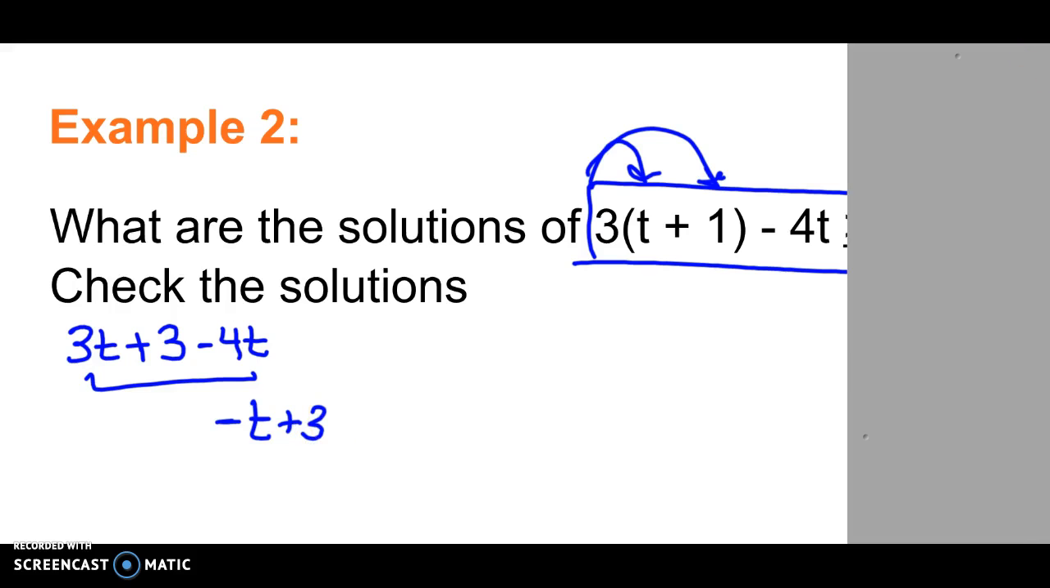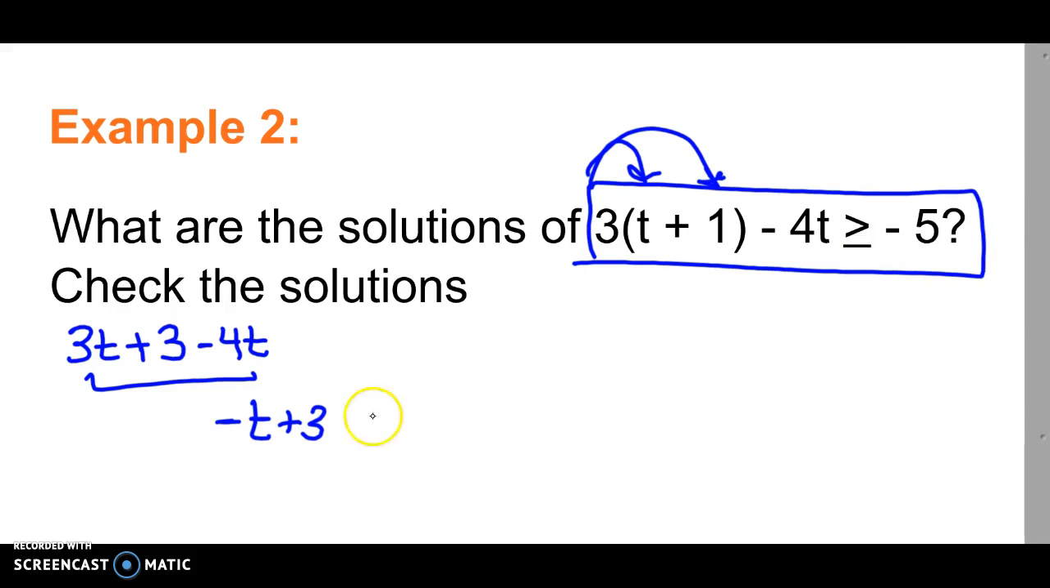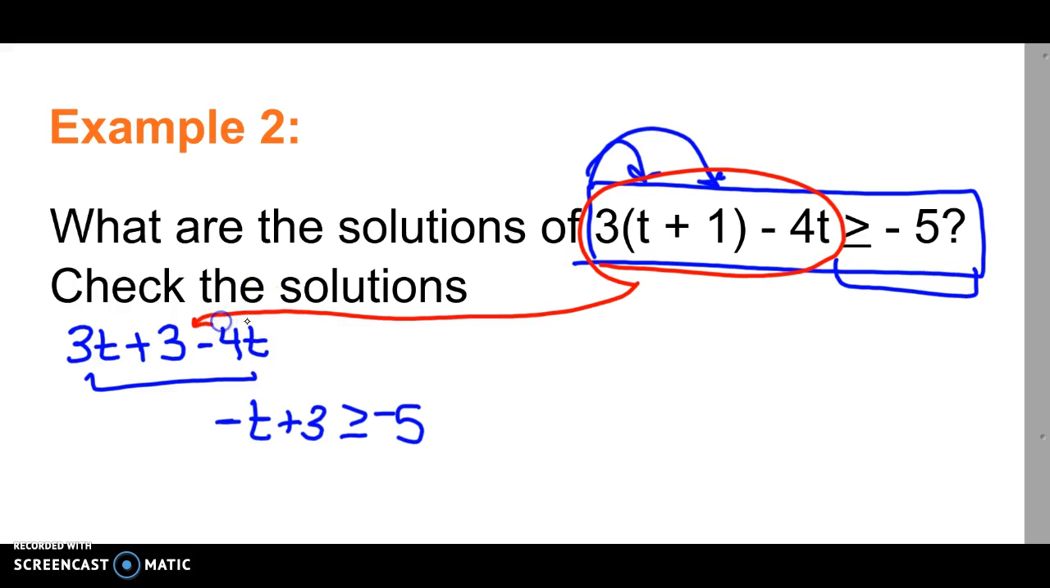Now I want to simplify the rest of it, so I'm just going to rewrite this part here, greater than or equal to negative 5. So I just took the left side and simplified it by distributing and then combining like terms. Now I have a two-step inequality. So I'm going to subtract 3 from both sides, and I get negative t. That drops down. Watch your signs. Those cancel. Is greater than or equal to negative 8.